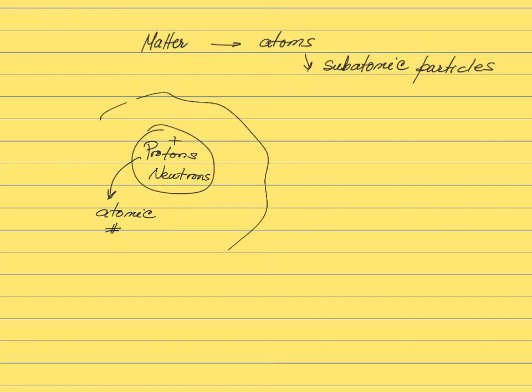Now, floating here in the cloud, we have the electrons. Electrons, the charge is negative. So, for example, let's say that you have over here 11 protons because you're talking about a sodium atom. Since the atom is neutral, you're going to have 11 electrons floating in the cloud.